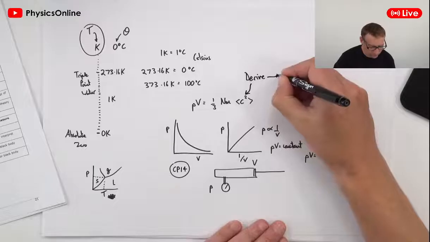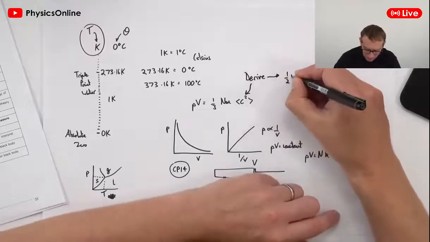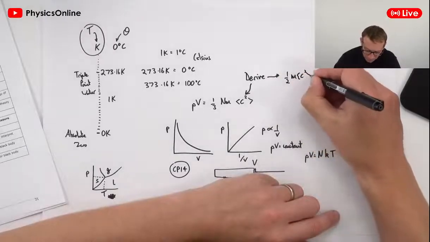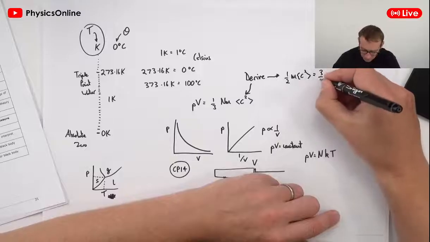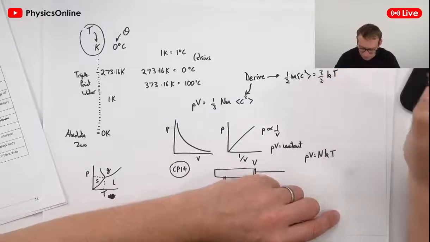Now the other thing that you have to be able to derive is a half mc squared is equal to 3 over 2 kT. Okay.